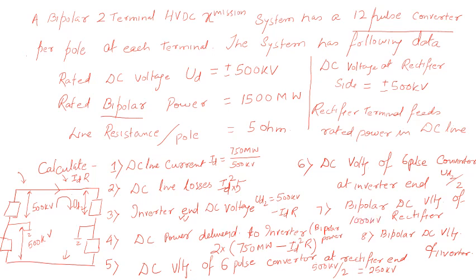So this is double of that voltage. Similarly, bipolar DC voltage at the inverter side: whatever you are getting as UD2, double of UD2, 2 times UD2, that will be your bipolar DC voltage of the inverter side. I hope this is quite clear. We'll move on to the next part.